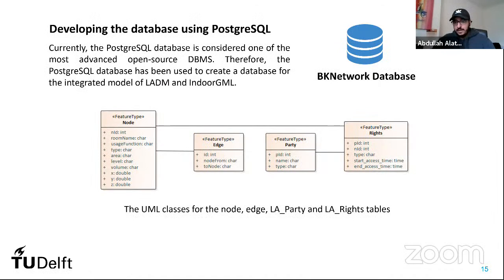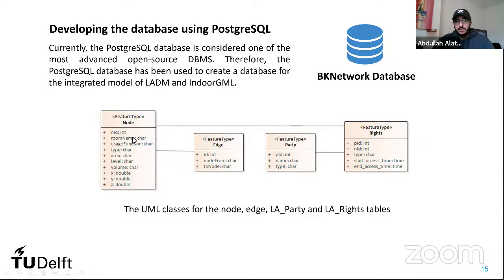By having the enriched 3D model, and after we extracted the X, Y, and Z, the location of each of the spaces, we decided that we will use PostgreSQL, which is one of the most advanced open source databases. We will need to create 4 different tables.